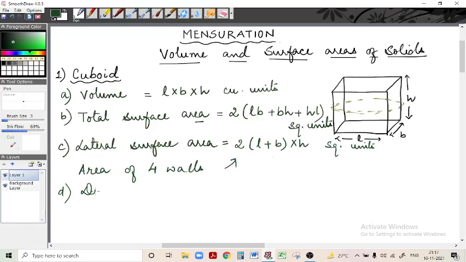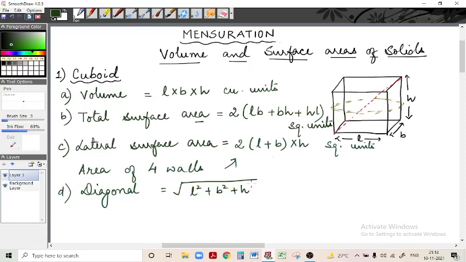Now how will we measure the diagonal? The diagonal is this portion from this corner to the innermost corner. Okay, this corner to the innermost corner, this is our diagonal. So the diagonal will be given to us by the square root of length square plus breadth square plus height square. This is in units.